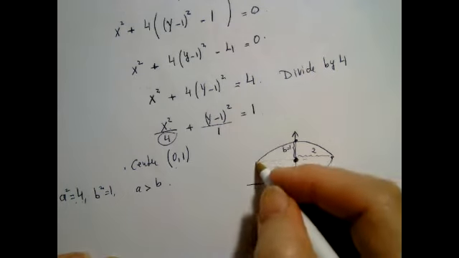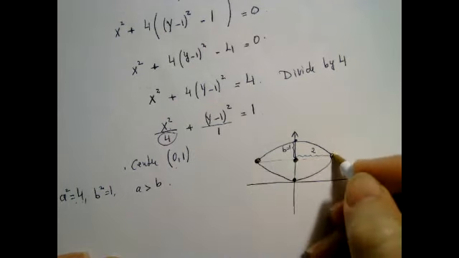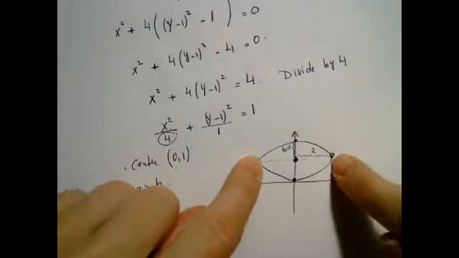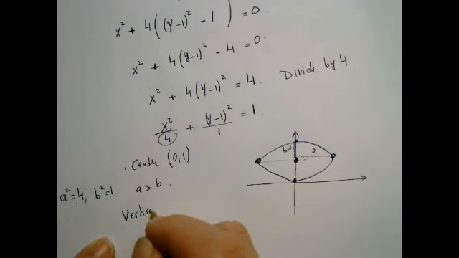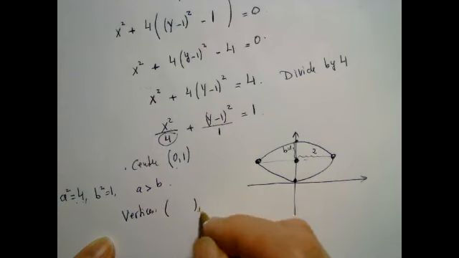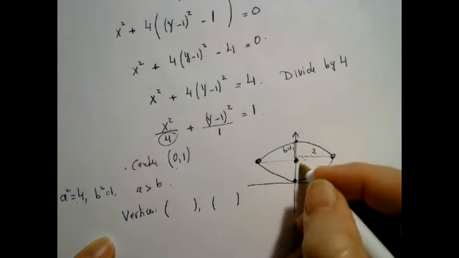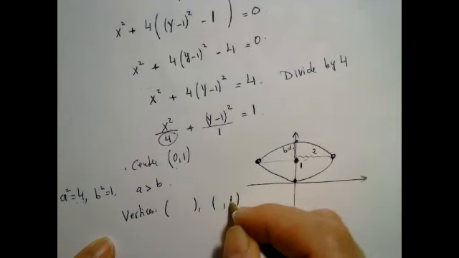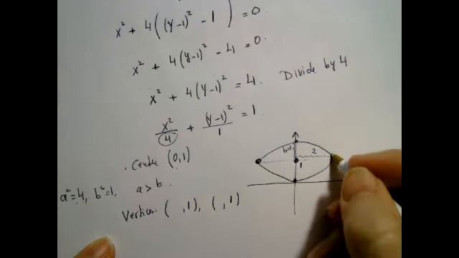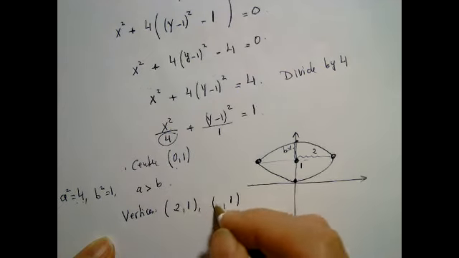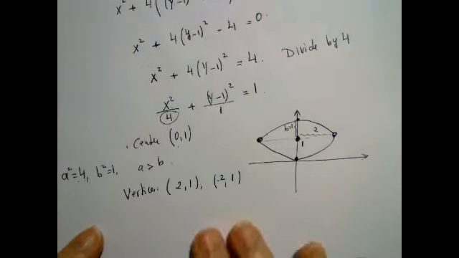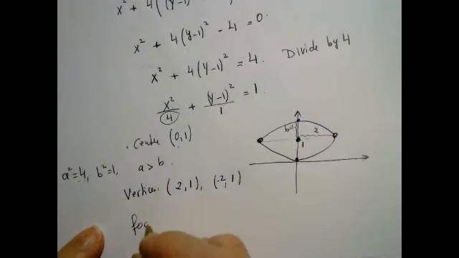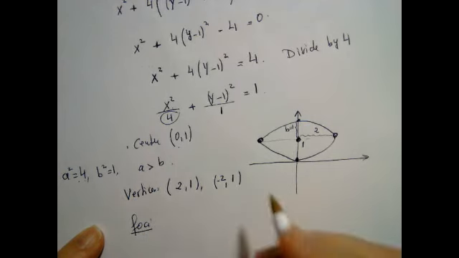Right. So now what are the vertices? The vertices are those 2 points, because that's the longer axis. These are the vertices. You have 2 vertices. This is the 1. So the y coordinate is fixed, and now this is going to give me 2 here and minus 2. Okay, that's the vertices.